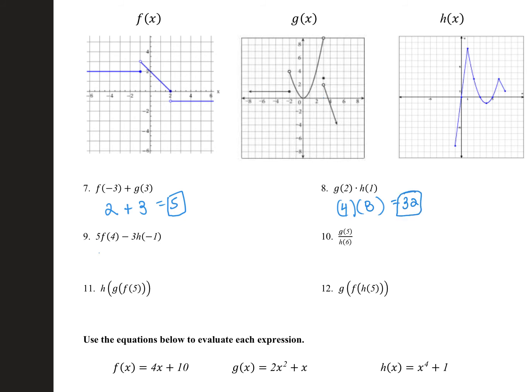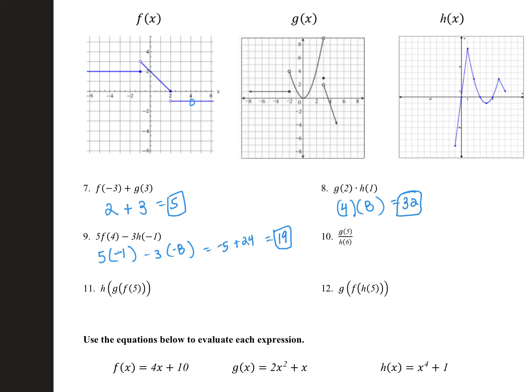Number 9, it says take 5, multiply it by f of 4. So let's go to f of 4. When I plug 4 in, I get out a y value of -1 minus 3 times h of -1. So go to our function h at -1. We get out a y value of -8. So we have -5, and then we have -3 times -8, which is positive 24, which is 19.